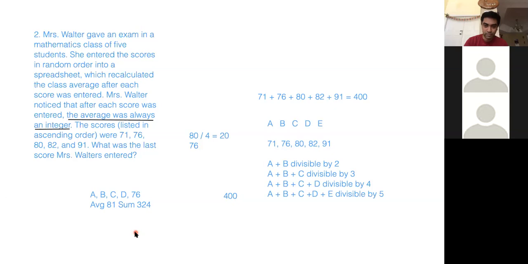D has to be a multiple of 3. Good. So what should D be? Are any of these multiples of 3? They're not multiples of 3, so E can't be 76. Exactly. So we tried E being 76, but when we tried to fill in the previous ones, for D you can't find anything because we know it has to be a multiple of 3, yet none of these 5 numbers are multiples of 3: 71, 76, 80, 82, 91. So thus the last must be 80.